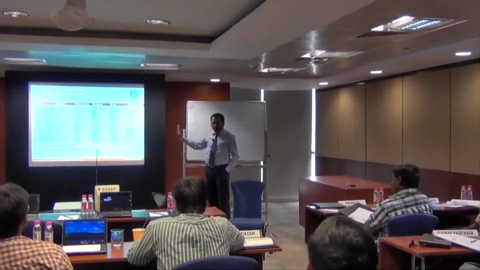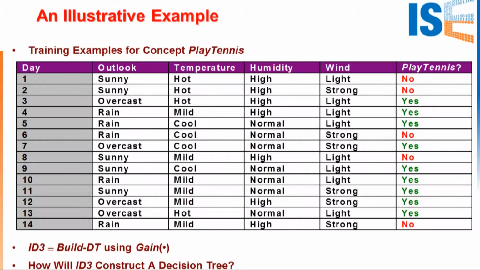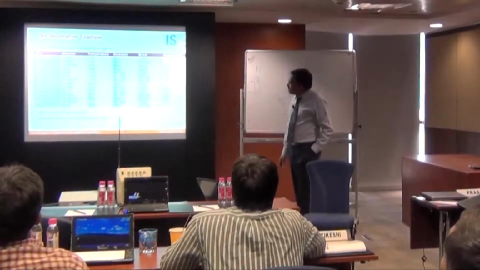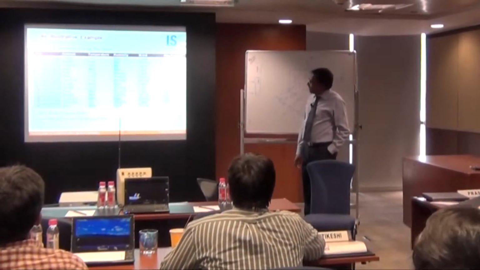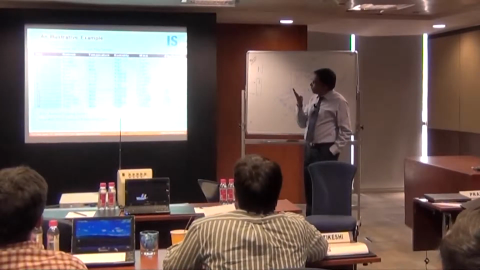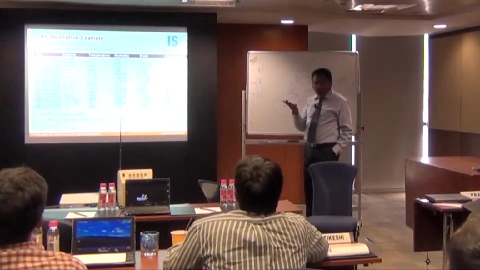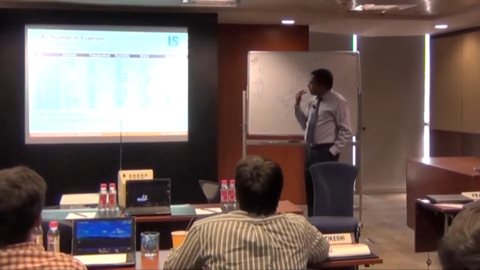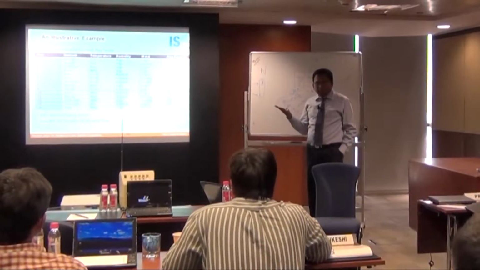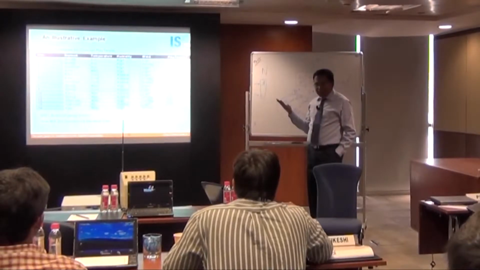Construct the whole tree for this example. Total of 14 points. How many attributes? 14 instances. 4 attributes. All 4 are nominal. Yes. And binary classification problem. Supervised training set. Yes.